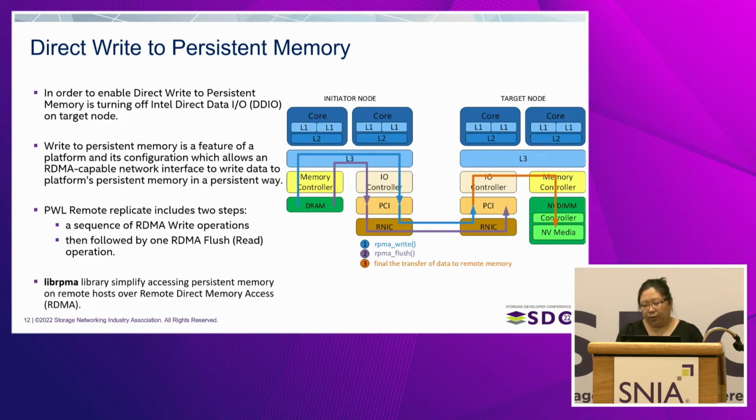So this flush will trigger the PCIe device to write the data to the PMEM. So finally, the data is transferred to the remote memory. The two steps are: issue the rpma_write to send data to the target PCIe device, then issue the rpma_flush. The data will then be transferred from the PCIe device to the persistent memory.